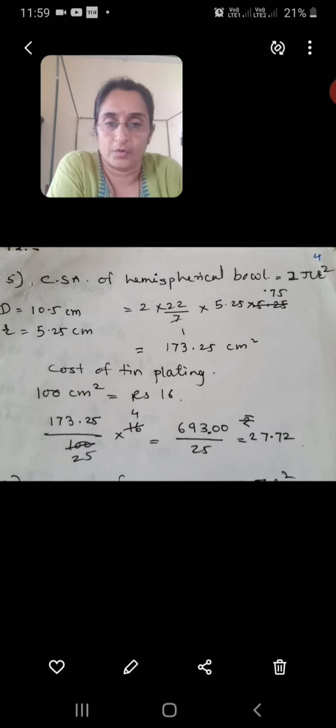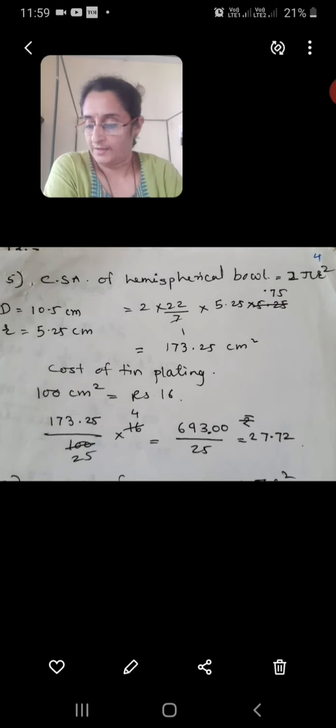So here we are going to use three formulas: 2 pi r square for the CSA of a hemisphere, 3 pi r square for the total surface area of a hemisphere, and 4 pi r square for the surface area of a sphere.